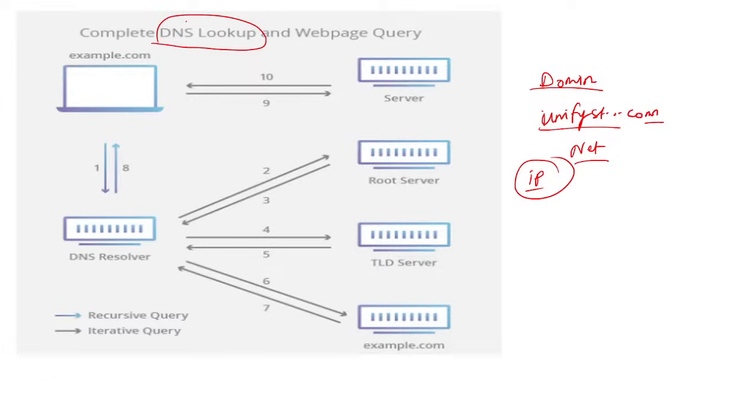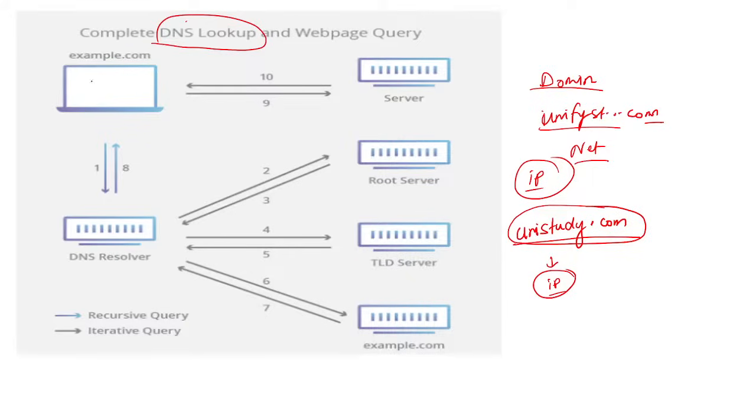DNS is storing all the names, and each is always a unique name. Throughout the world there is only one Unifystudy.com. It is not possible that there will be multiple Unifystudy.com, because the domain is allocated to Unify Study itself. So this name has an IP address also. That IP address is pointed because the server is pointed. So this is the conversion required.